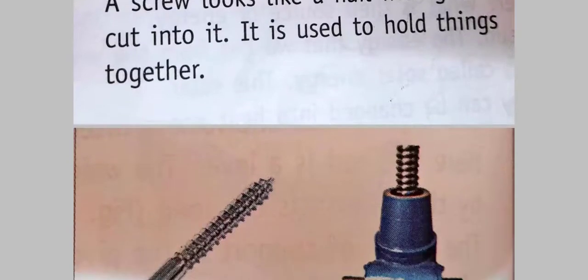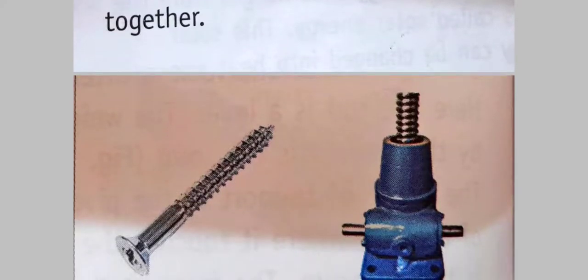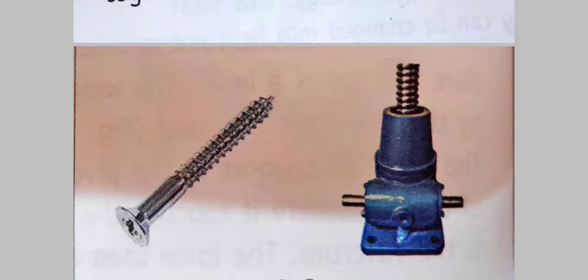Bigger screw, the second figure, the bigger screw is called the jack screw, and it is used to lift cars. Sometimes when you are going from one place to another and by chance there is a puncture in your tires, at that time your papa will lift the car. And how will they lift the car? On this jack screw. This is the example of the jack screw. They are used to lift cars, and some other heavy objects are also lifted by this jack screw.